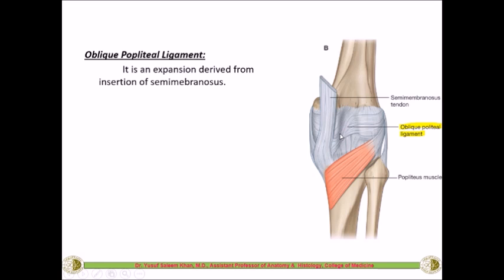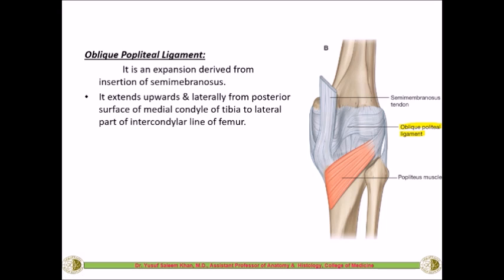Along with that, it gives some expansion. This is called the oblique popliteal ligament. So it is an expansion derived from the insertion of the semimembranosus.